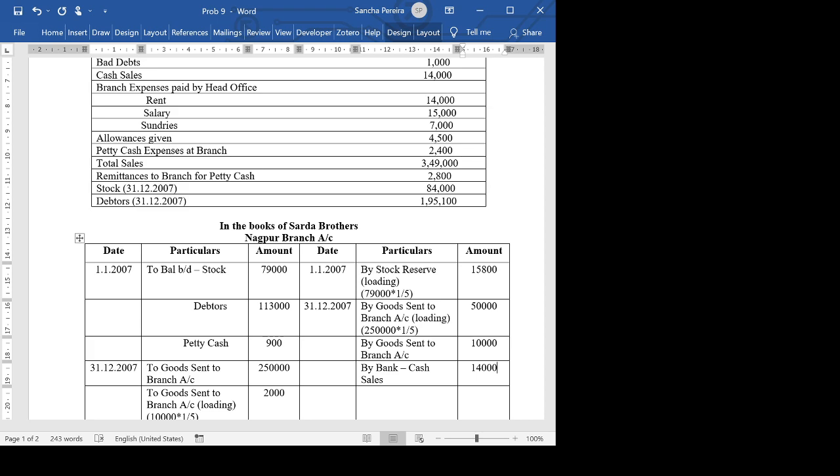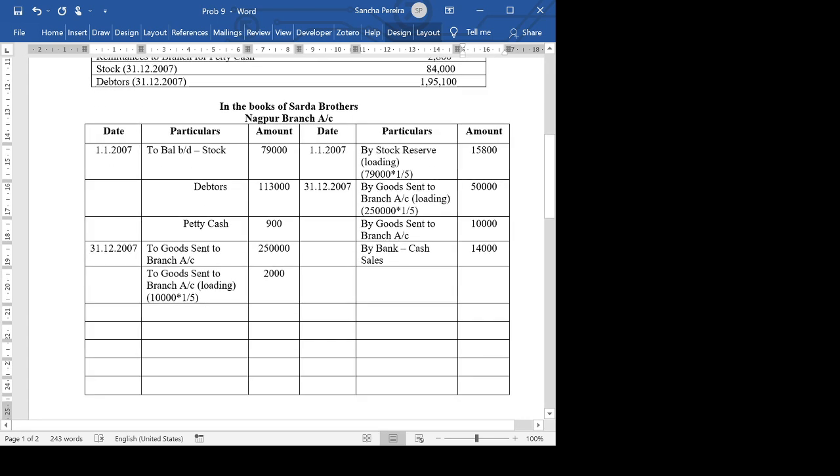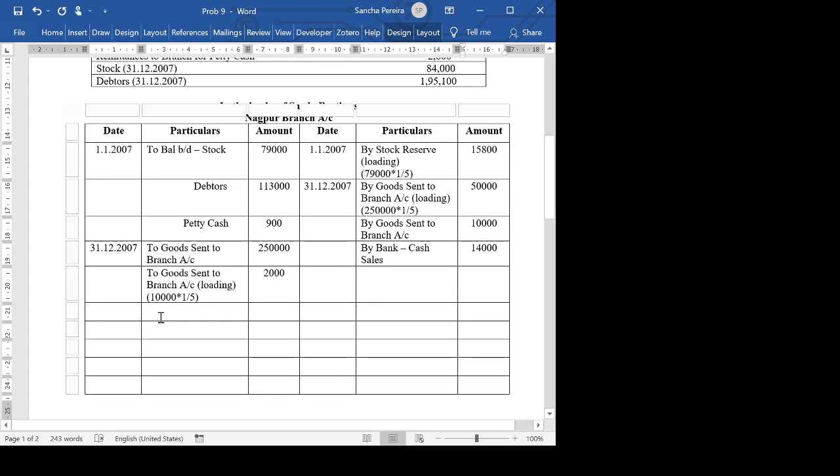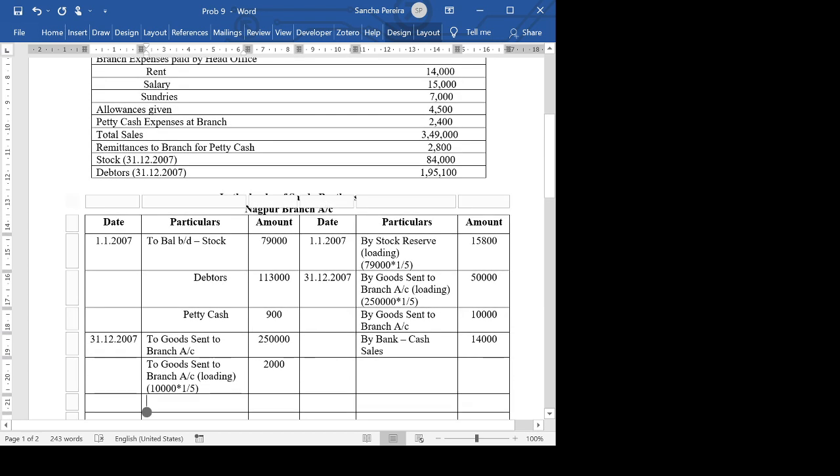Branch expenses paid by head office. They have not told us how the expenses have been paid, so you can assume it is cash or bank. The head office could have sent a cheque or could have sent cash. I always prefer to put it as bank, but you can put it as cash also. There's no problem at all. Rent is 14,000.